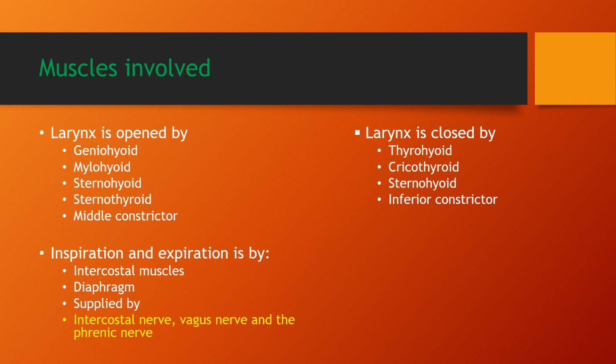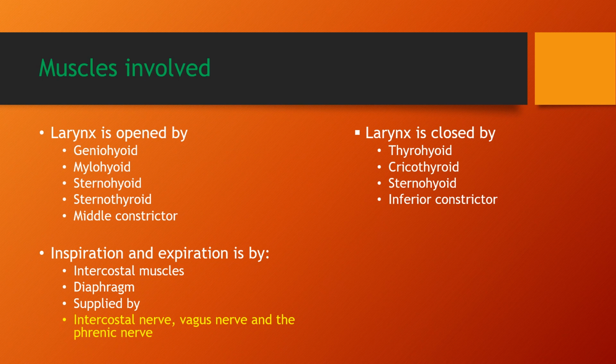So the muscles involved in opening and closing of the larynx, and the inspiration and expiration is given in this slide. So inspiration is caused by intercostal muscles, diaphragm, which are supplied by the intercostal nerves, vagus nerve and the phrenic nerve, while the larynx is opened by geniohyoid, mylohyoid, sternothyroid and middle constrictor.